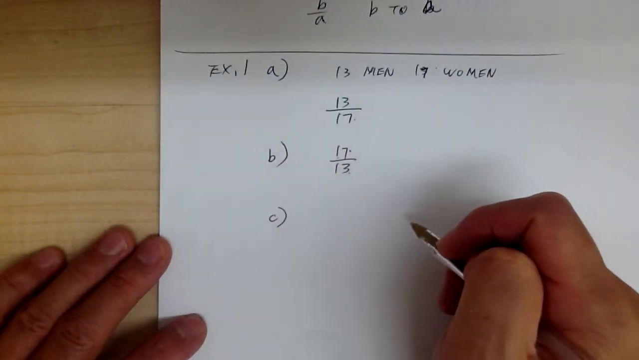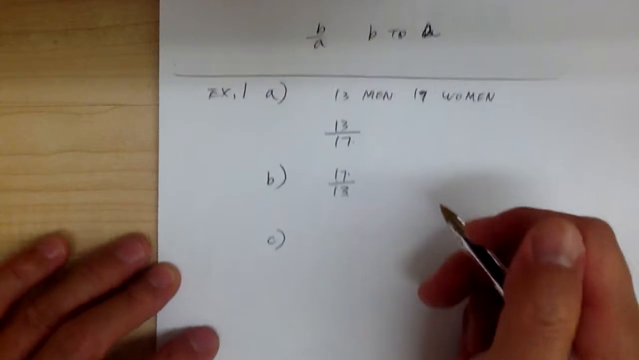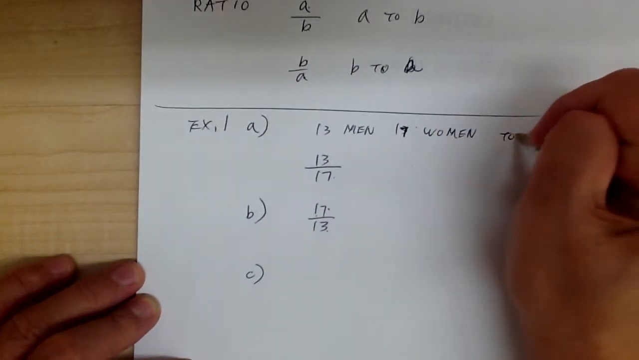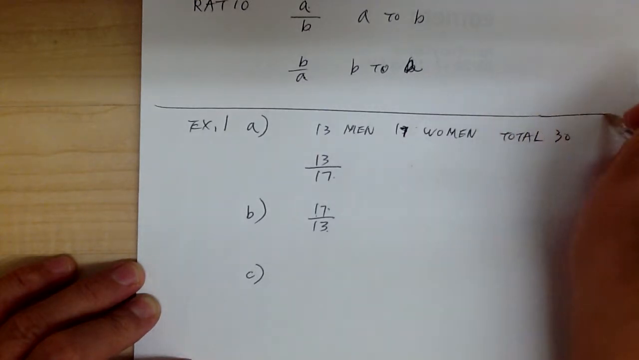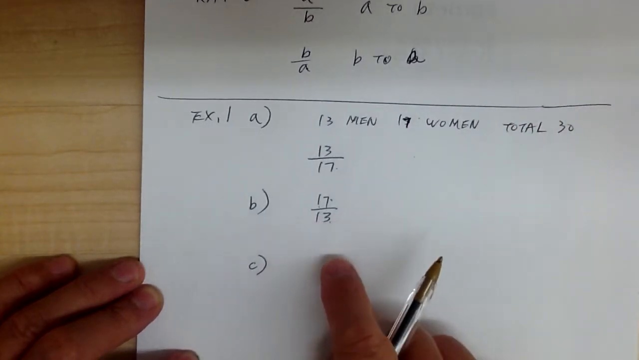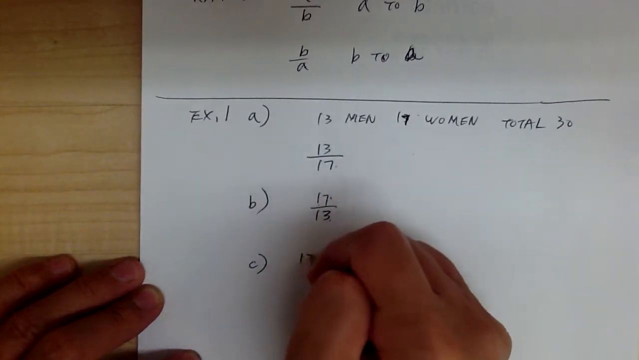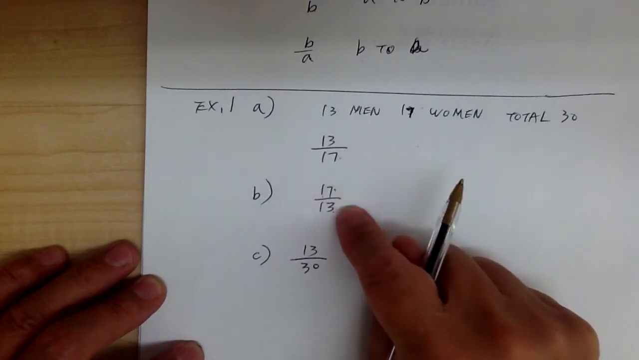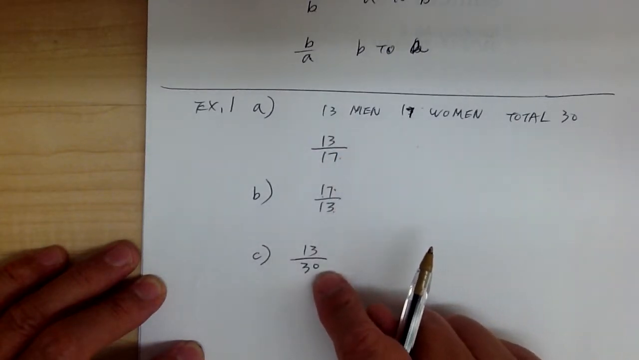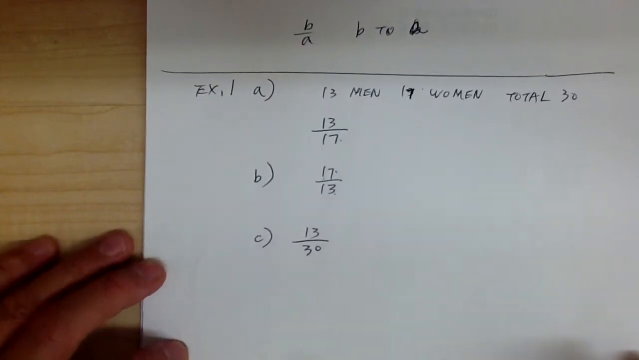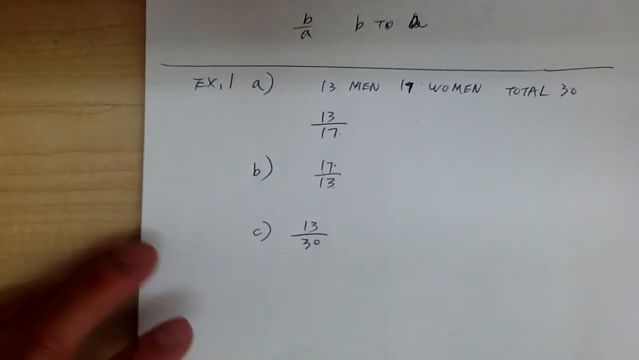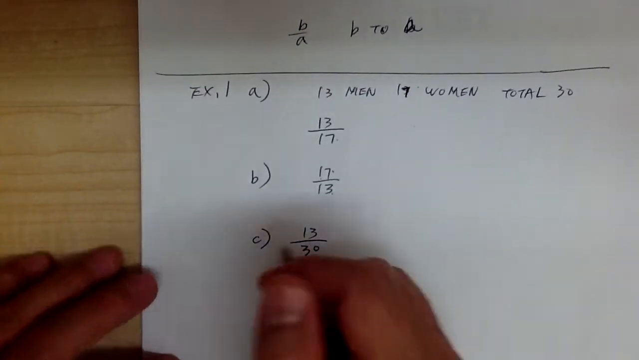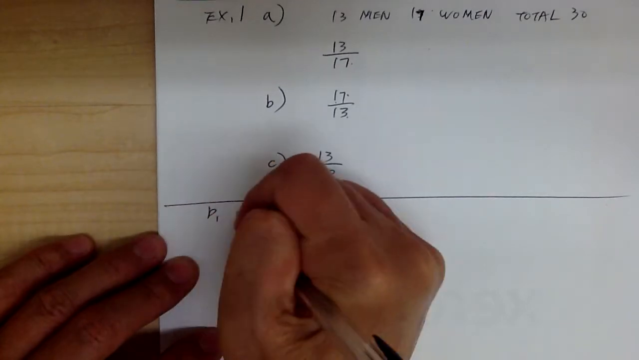Now C is find the ratio of men to the total number. So you have 13 men, 17 women, so the total is 30. So the ratio of men to the total will be 13 over 30. Again, this is men to women, this is women to men, this is men to total. And because the ratio is a fraction, we usually reduce the ratio to the lowest term.